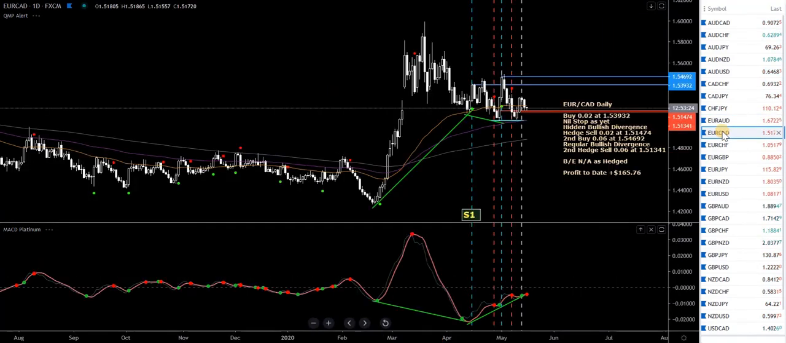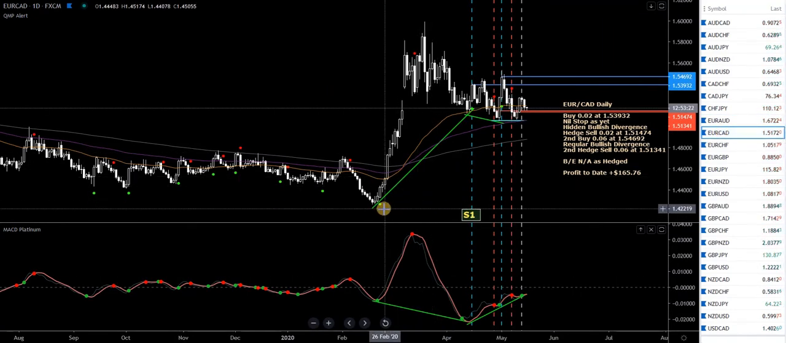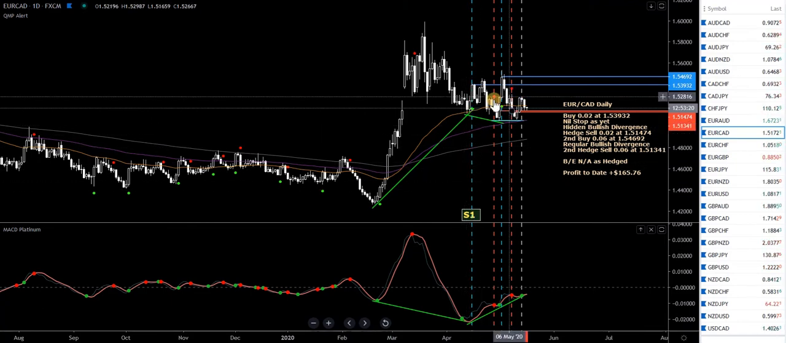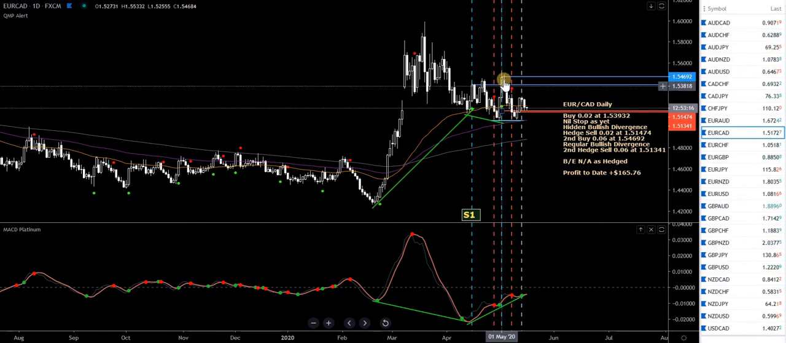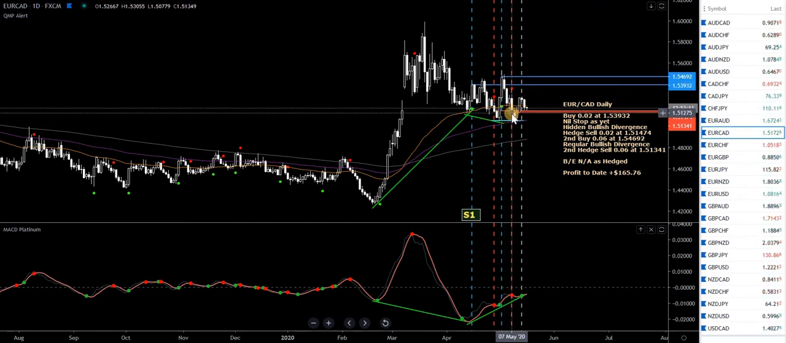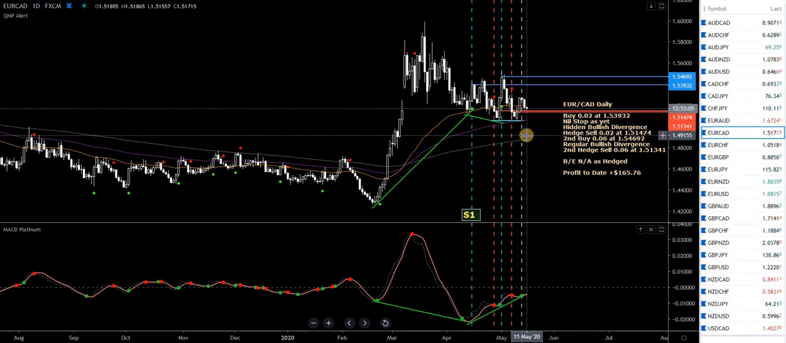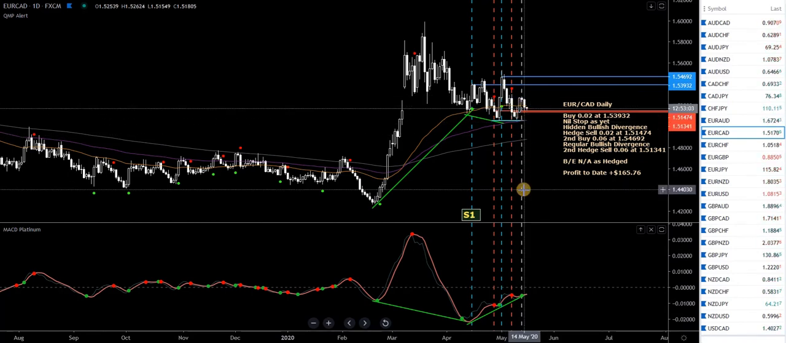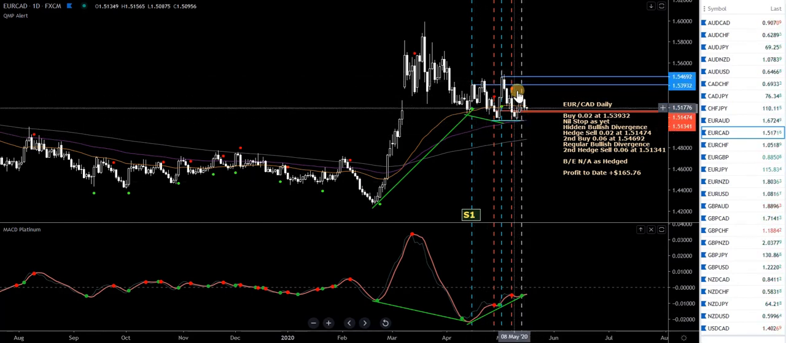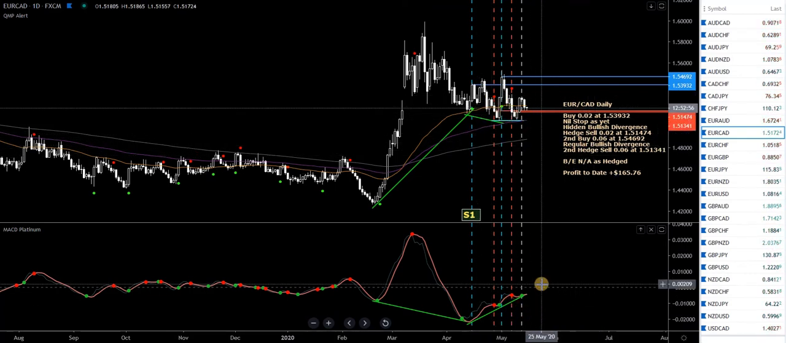Euro CAD. Another one, multiple trades on. Buy, hedge sell, second buy, started to go nicely, straight away reversed, hedge sell, and now we've got another warning signal to go long, but then again, a day later, straight back down again. It's just tough going to try and get out of these pairs. So at the moment we're hedged, just waiting for a buy signal.